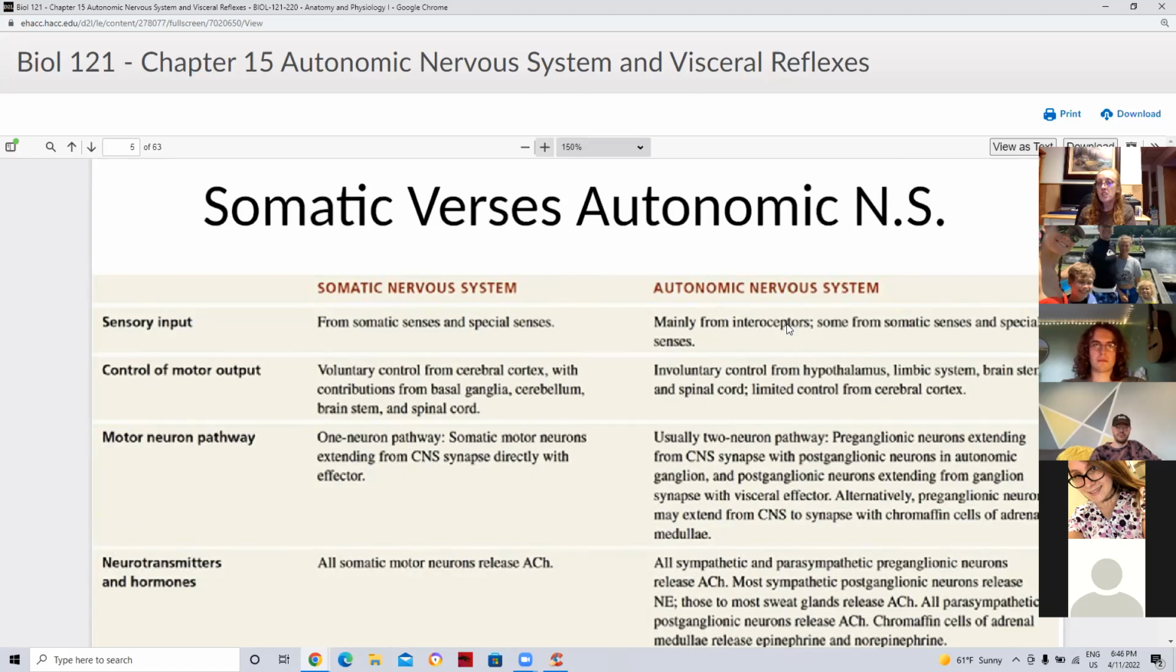The somatic nervous system is a one neuron pathway. Motor neurons from the central nervous system are going to synapse directly with the effector. In the autonomic nervous system, it's usually a two neuron pathway. You have preganglionic neurons that extend from the central nervous system. They're going to synapse with postganglionic neurons.